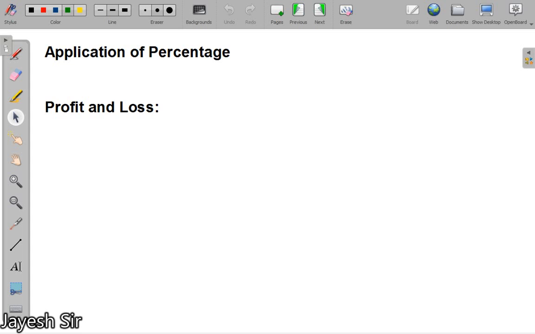So let us start with the application of percentage, that is profit and loss. Profit and loss are the terms which occur during some business transaction. Let us keep it very simple.